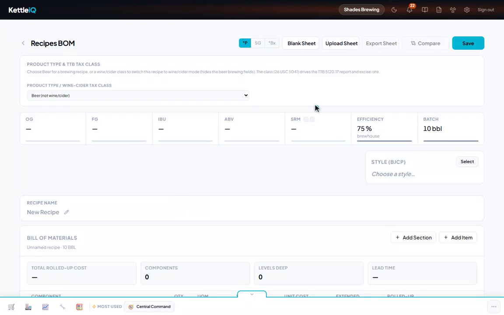Add each ingredient: grain, fruit, juice, botanicals, with the amount and the stage it's added at. Watch the calculated fields update live: target volume, starting gravity, projected ABV, and cost per unit.